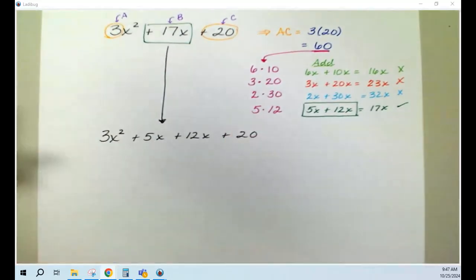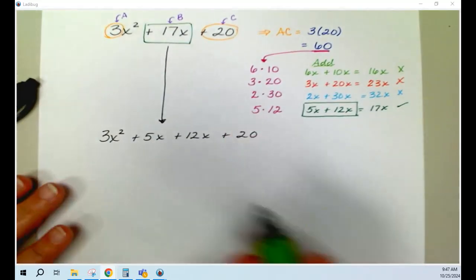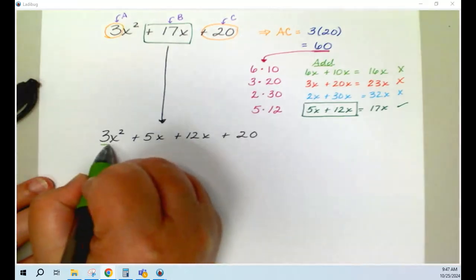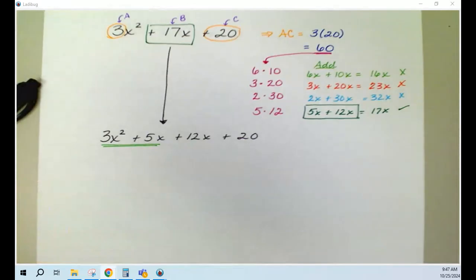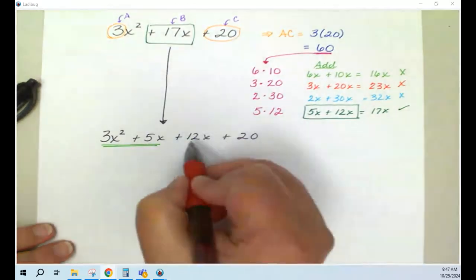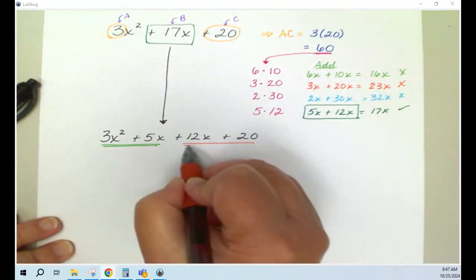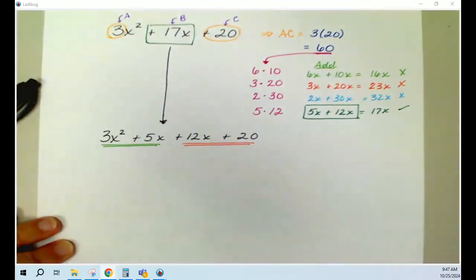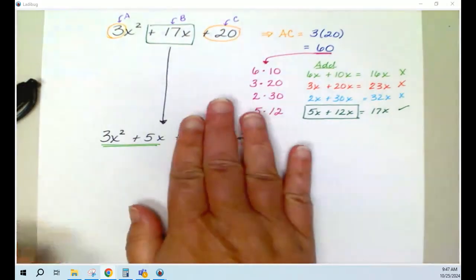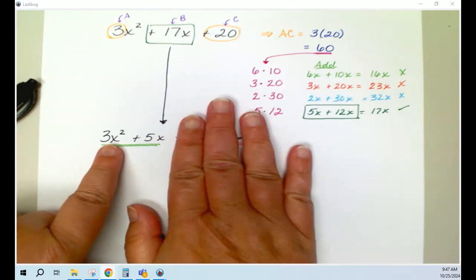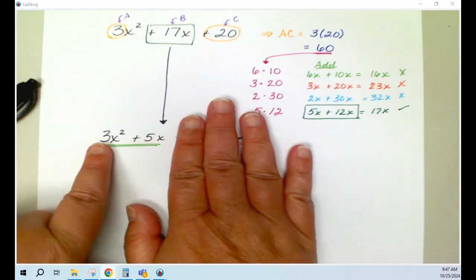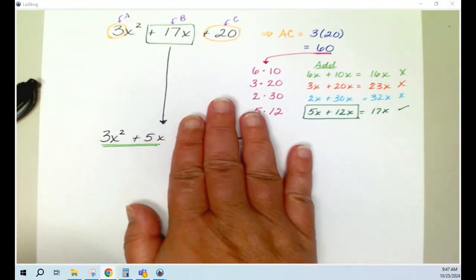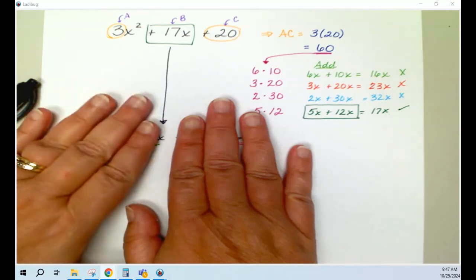Okay. But what I want to look for here, if I have 3x squared and 5x, can I sort of compare those two? And then can I compare 12x plus 20? Or do I need to change this a little bit? So what I'm going to look at here is, I noticed that 3x squared and 5x both have an x in common, but there's no number that will divide into 3 that will also divide into 5. So let's check this out.